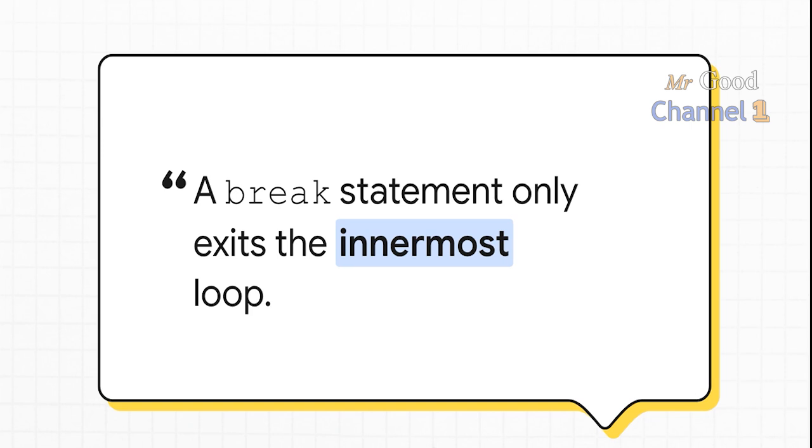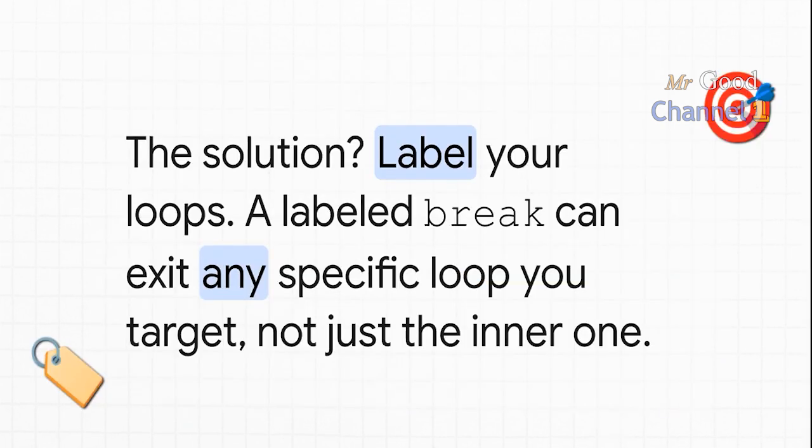If you use a break statement inside that inner loop, it only breaks out of the inner loop. The outer loop doesn't even know what happens. It just shrugs, finishes its current run, and keeps on chugging along to the next one, which can cause some really confusing bugs if you're not ready for it. So how do you fix this?